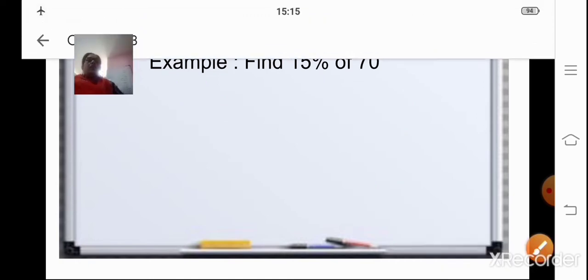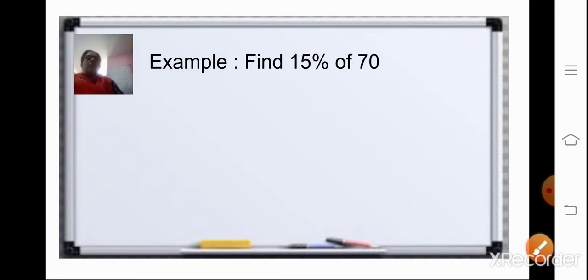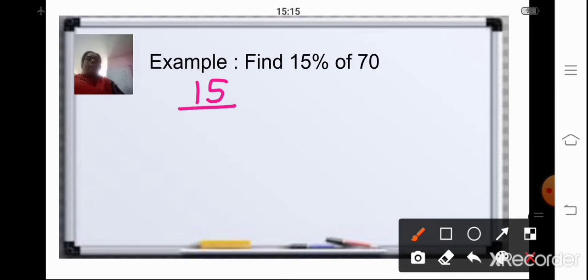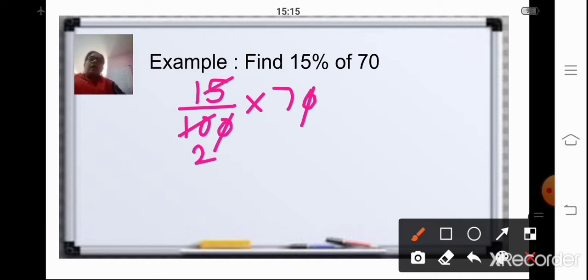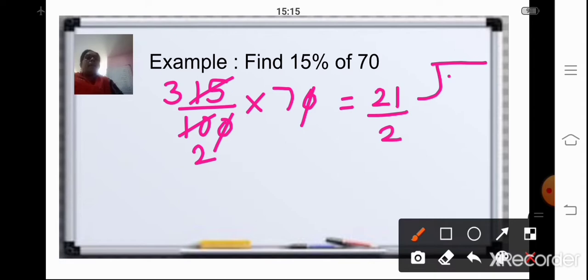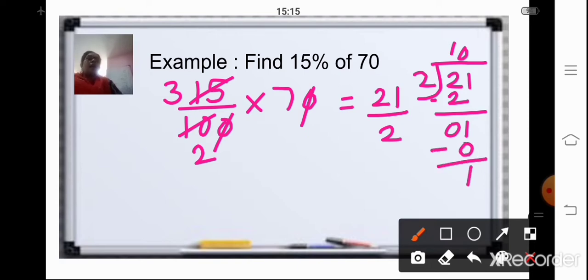Now you can also do this in one more method. First write the fraction, that is 15/100 into 70. Cancel this 10. Now here 10 and 15 are divisible by 5. That is 5 × 2 = 10 and 5 × 3 = 15. Now just multiply 3 × 7, that is 21/2. Now divide this 21/2. 2 × 1 = 2. Taking this 1 down, it is not divisible, so we'll put a 0 here. Take this 1 down, add a 0 to carry out the division. Now when you are adding a 0, you'll put the decimal point here. 2 × 5 = 10. So your final answer is 10.5.